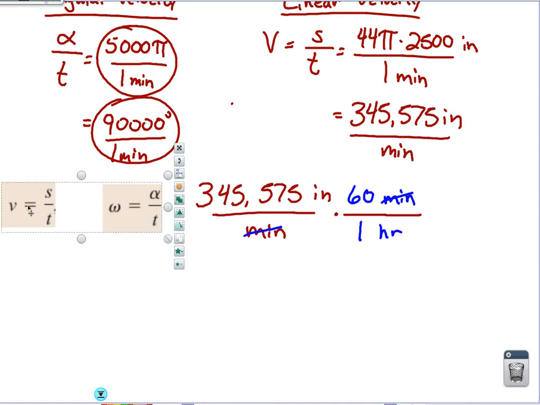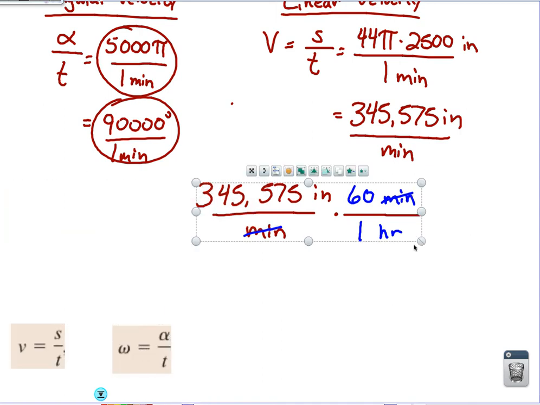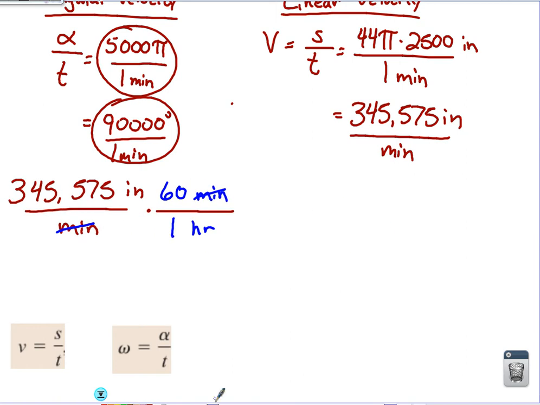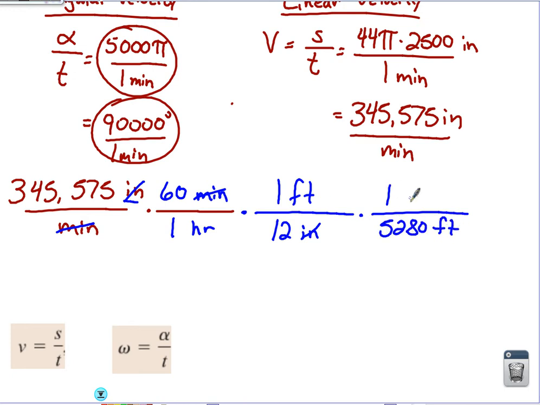345,575 inches. I know that there are 12 inches in a foot. Notice where I put inches on the bottom, so to cancel with the top. Now I've got feet and hours. Now I'm in feet per hour. I want miles per hour. So I got feet on top. Let's say 5,280 feet is 1 mile. Feet cancel. You see now I'm in miles per hour. That's conversion factors. You do a lot of that in chemistry.